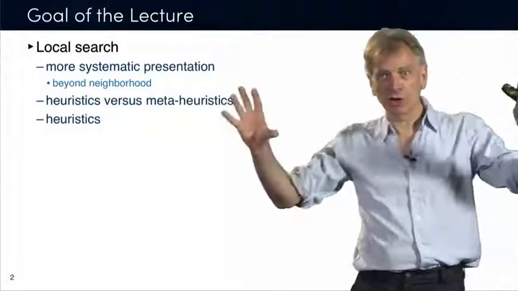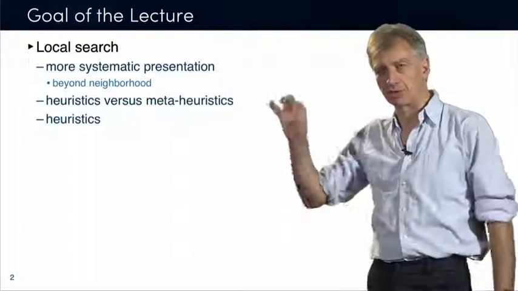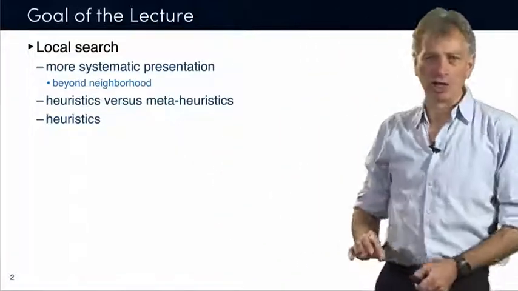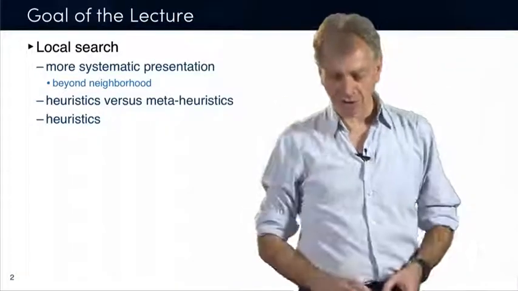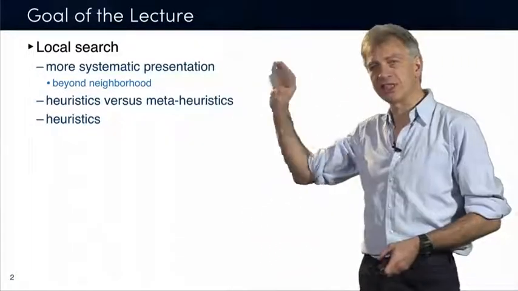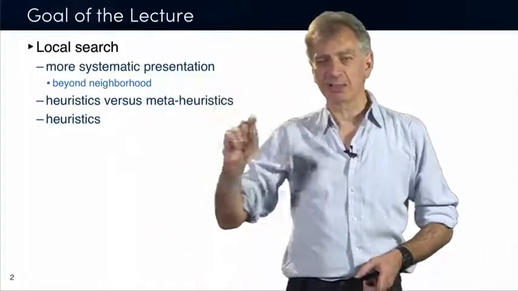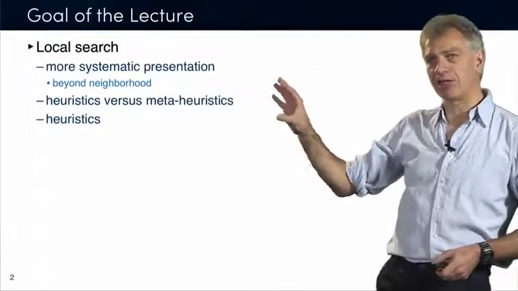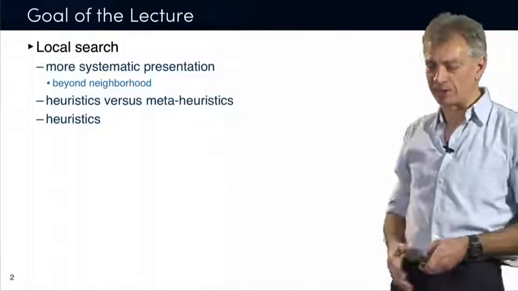We have talked about the neighborhood, but not really how we use them for searching. It was very implicit. So what we want to do in the next 3 lectures is take a systematic look at how we can exploit these neighborhoods and do local search on top of them. So, a more systematic presentation, and then we're going to study heuristics and meta-heuristics. That's going to be the focus of today's lecture and the next 2 lectures. Today mostly heuristics, the next 2 lectures meta-heuristics.